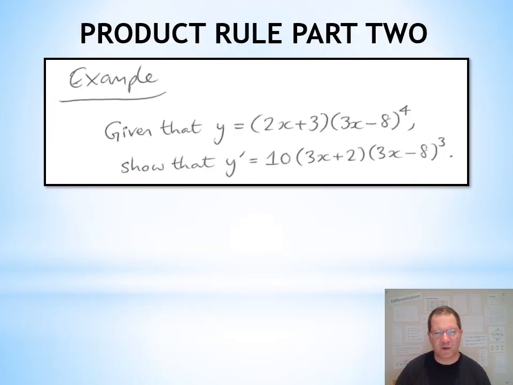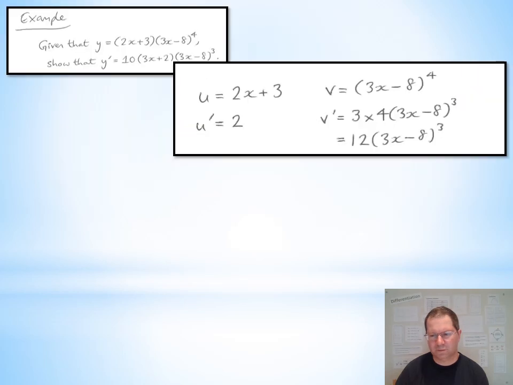We're going to look at two examples of the product rule. This is the first, the other one will involve finding the equation of a tangent. So, example, given that y equals, in brackets, 2x plus 3, close brackets, times by 3x minus 8 all to the power of 4, show that y dash is equal to 10, brackets, 3x plus 2 times 3x minus 8 cubed. So let's split that up into a u and a v.